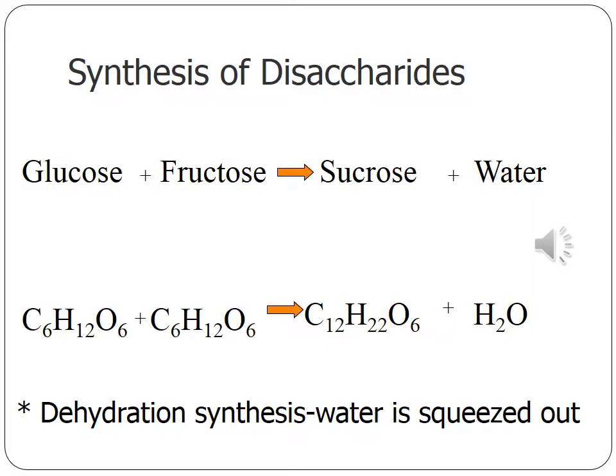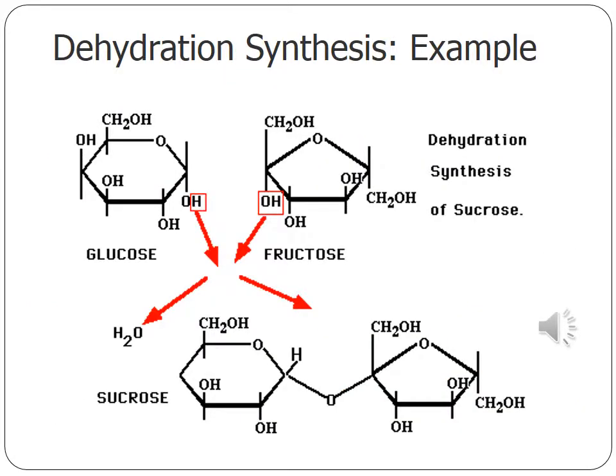So here we have a glucose and a fructose coming together. 2 monosaccharides being squeezed together. When they get squeezed together, the water is squeezed out. So notice on the reactant side, we have glucose and fructose, and on the product side, we have water. And what was made when glucose and fructose came together? Sucrose. So this is a dehydration synthesis. Make sure you label your reactions in your notes. This one is a dehydration synthesis.